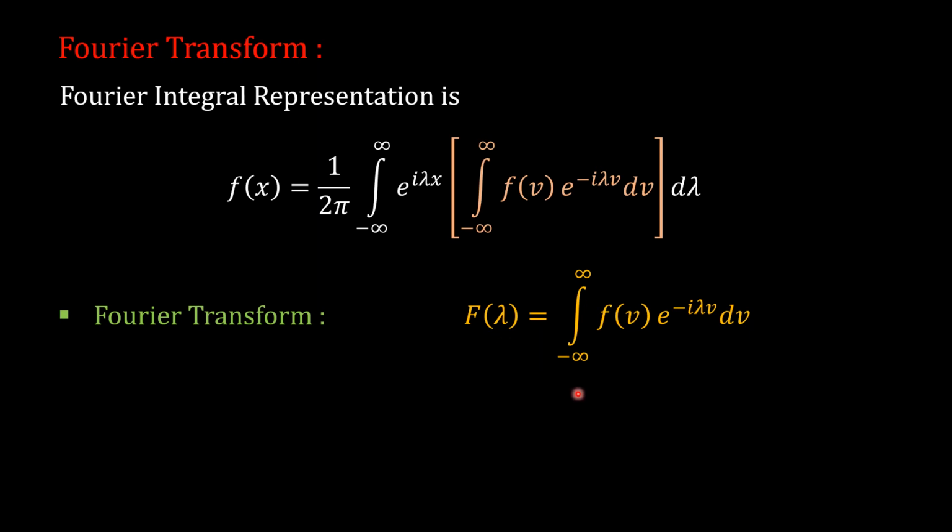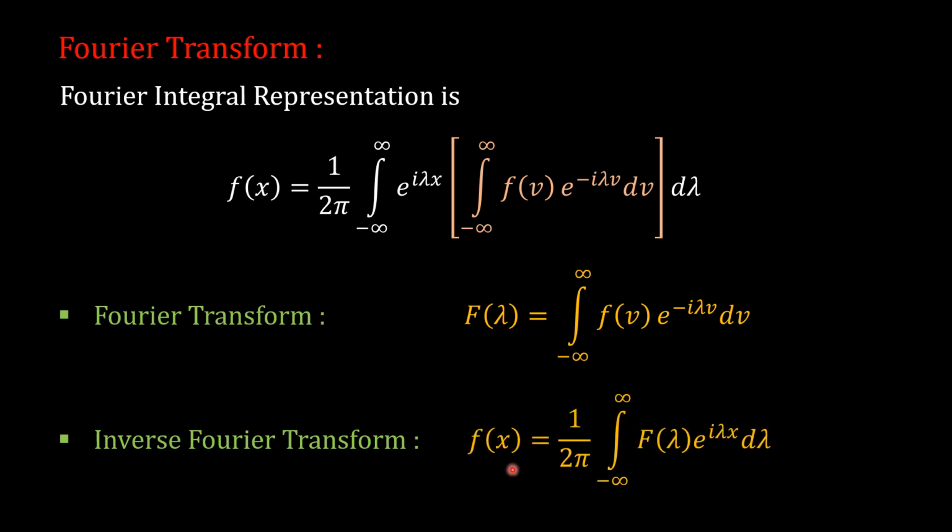So F of lambda is equal to integration from minus infinity to infinity f of v e raised to minus i lambda v dv. And the inverse Fourier transform is given by, so whatever value of this integration we have evaluated, that is F of lambda, replace it in the Fourier integral representation. So f of x will now become f of x equal to 1 upon 2 pi, integration from minus infinity to infinity, F of lambda e raised to i lambda x d lambda. So these are the formulae for the Fourier transform and inverse Fourier transform. We are going to write down an alternate form for the Fourier transform, considering the symmetry for this coefficient or the constant term. Okay, so see what the formulae are in the symmetric form.